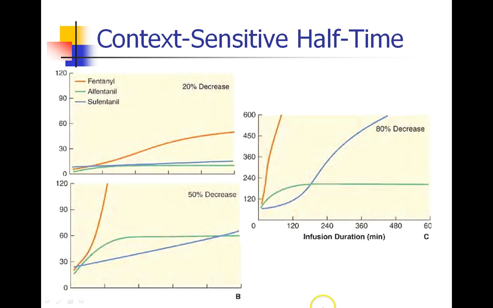And here we are seeing that concept one more time, just looking at fentanyl, alfentanil, and sufentanil. And all of these have a relatively flat shape. The fentanyl has a little bit of a bump when you're just trying to get rid of 20% of the drug. But when you're trying to get rid of 80% of the drug, you can see how fentanyl is really not a very desirable drug to run for many hours, whereas alfentanil or even sufentanil are much better choices.